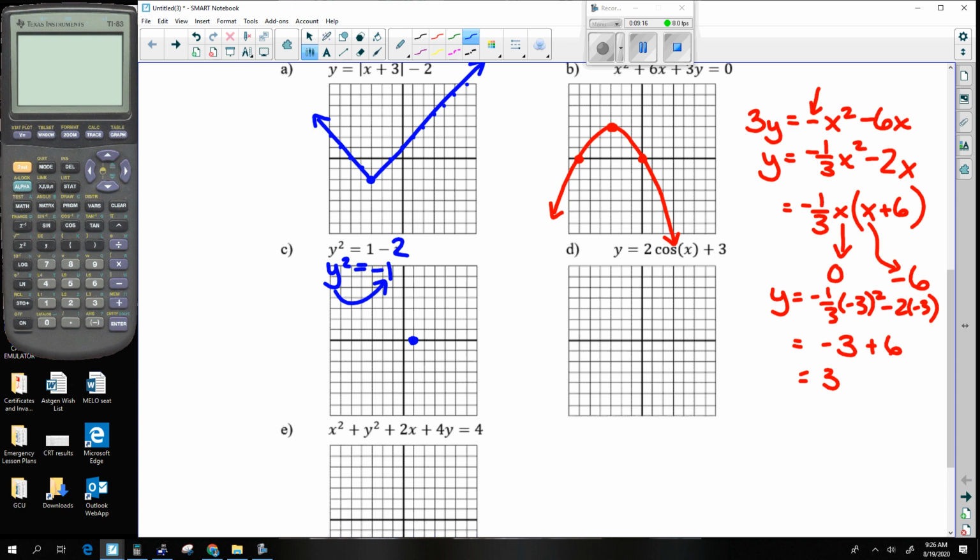So this is a parabola, a sideways parabola. It's a y squared as opposed to an x squared. But it will open up upside down. So it'll be a 1, 3, 5 going backwards.